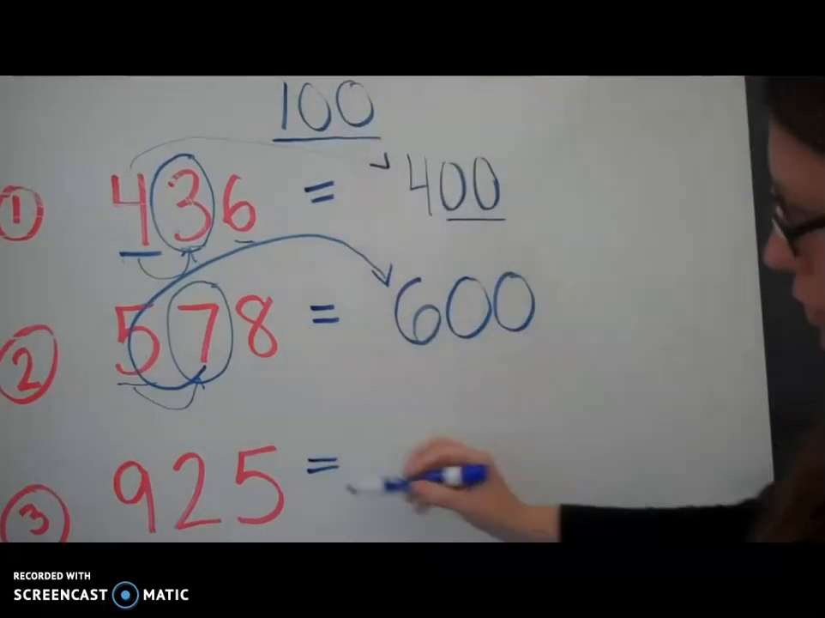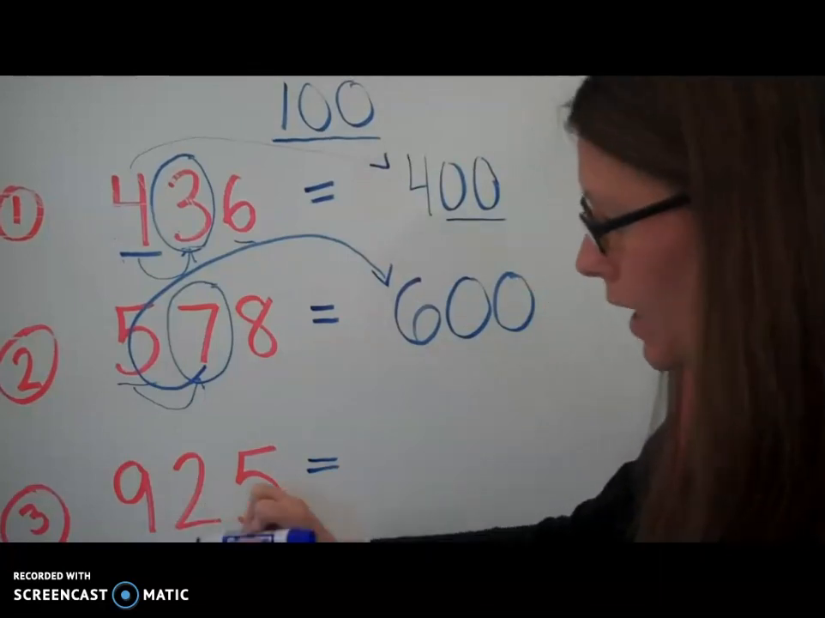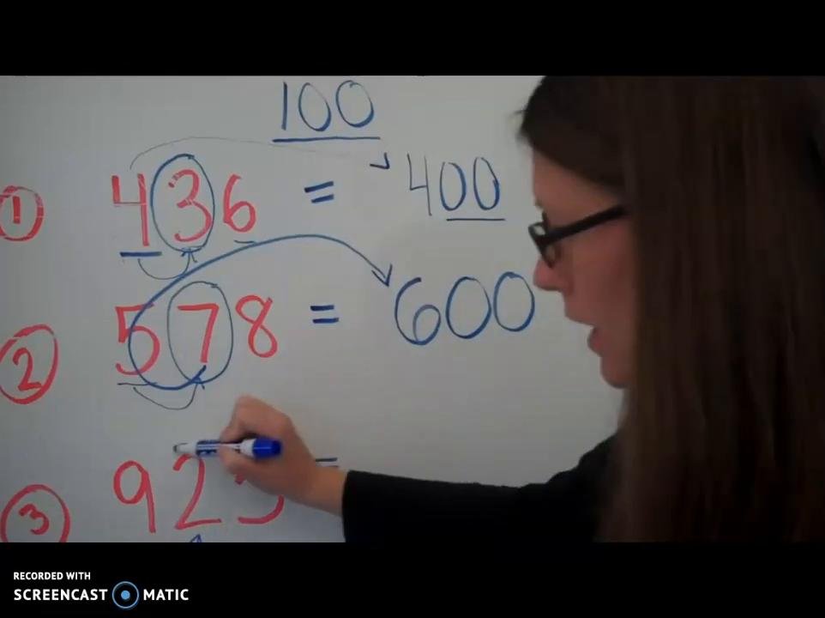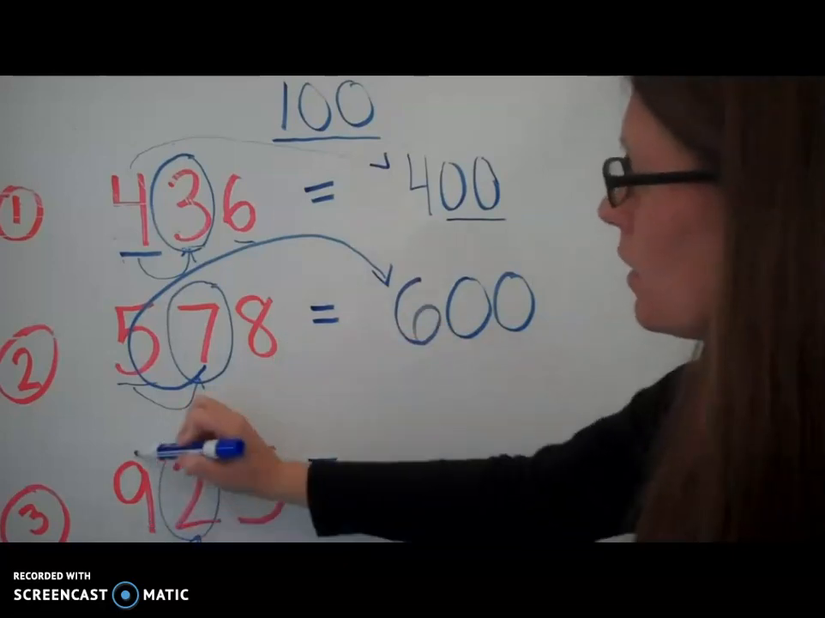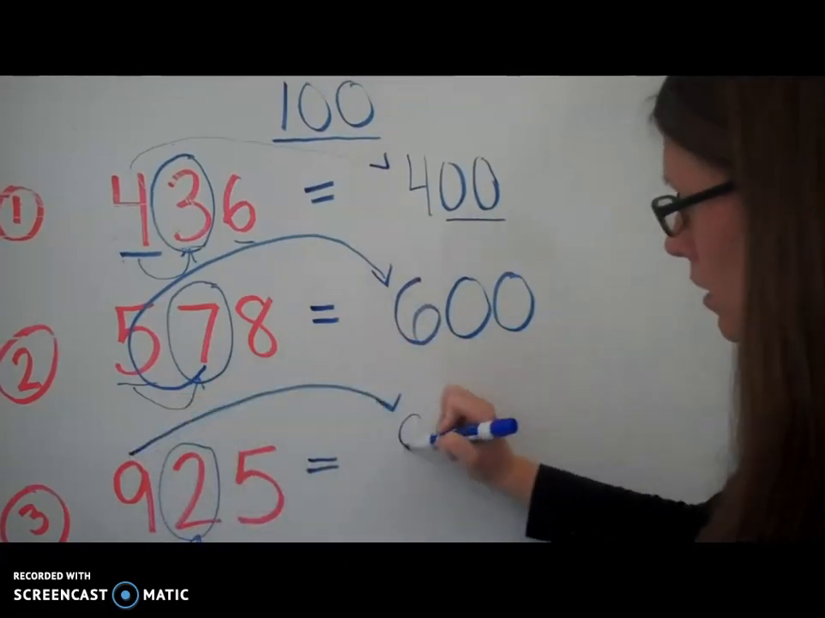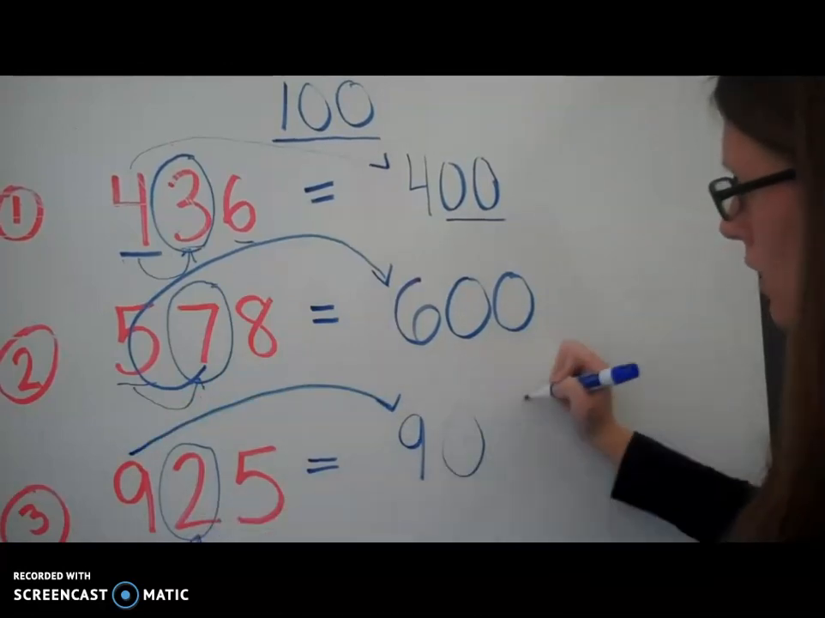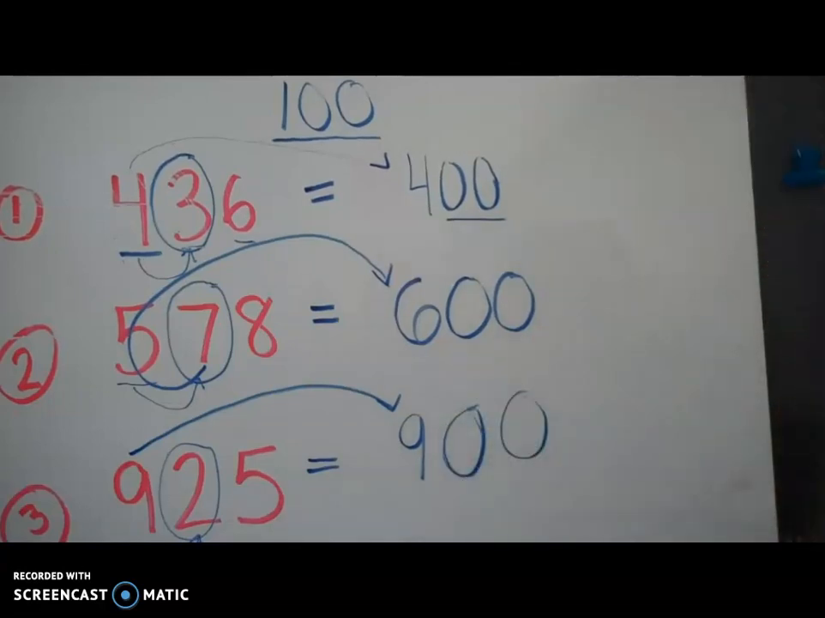Here's my 100. I'm looking at the 9. I go back one column to the 2. The 2 is weak. It has no power to push the 9 up. So the 9 stays the same. And the 2 and the 5 turn into zeros. And again, I have a number that I count when I count by hundreds. 900. Pretty easy, especially since you did a good job yesterday.